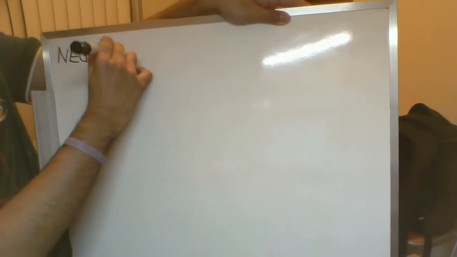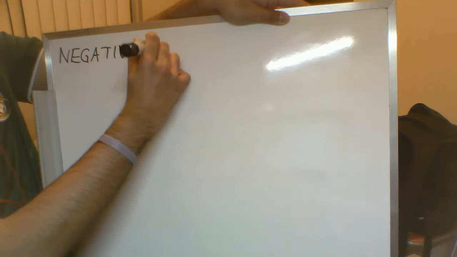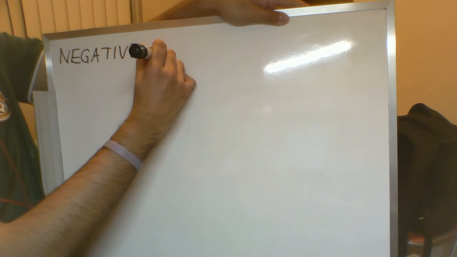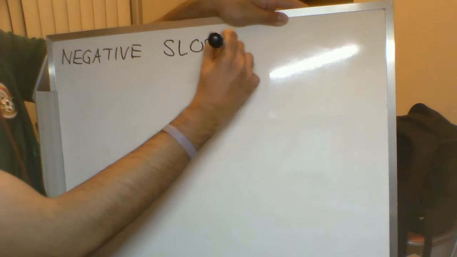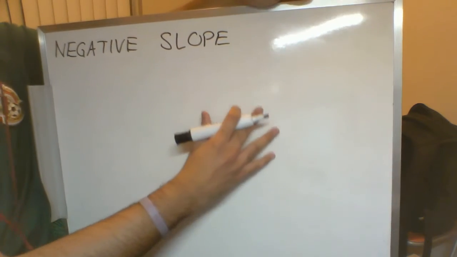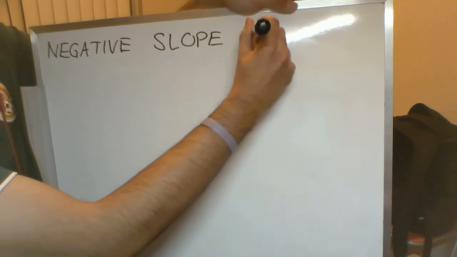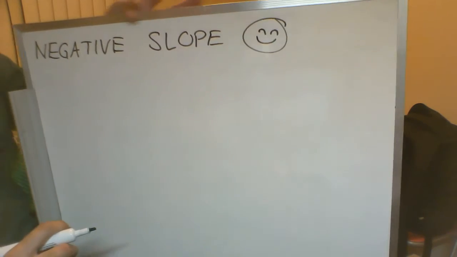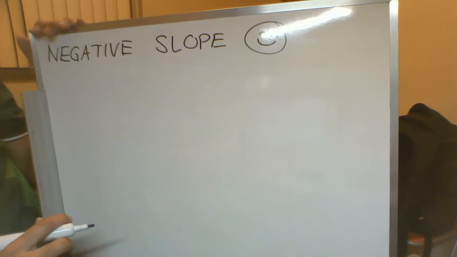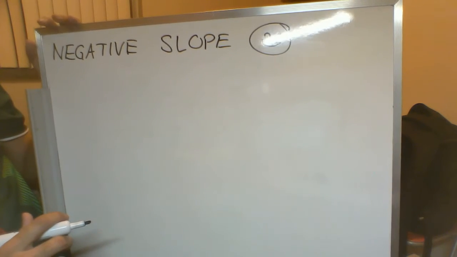So, yeah, let's call this negative slope. We'll just call it negative slope, because that's sort of the focus. We'll also talk a little bit about what happens if your slope is 0. So we'll put a nice happy face there. Great. So we're going to talk about negative slope in this video.